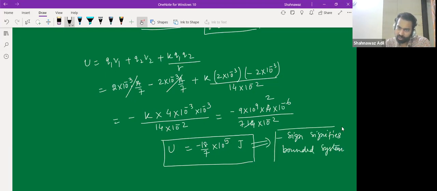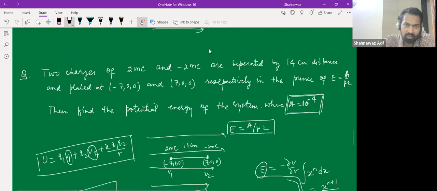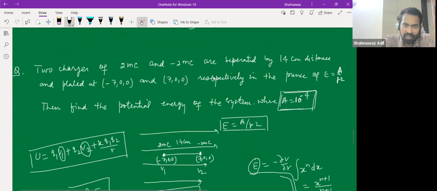Right? So if this is negative, which means that this is a bounded system, right? And we have to give some energy to break that system. And if that is positive, it means that it will release some energy. So minus sign signifies bounded and positive sign signifies unbounded. Understood, guys? Yes. Okay, so please note it down from here. And if you guys have any questions, you can ask.